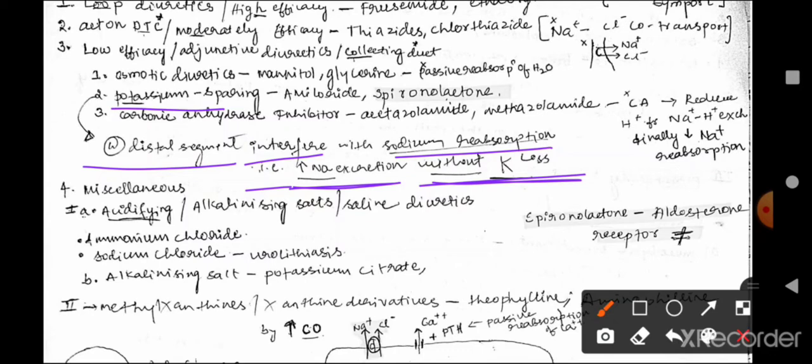Now let us come to the miscellaneous class of drugs. These are again classified as acidifying or alkalizing salts. In acidifying diuretics, examples are ammonium chloride and sodium chloride. And for alkalizing salts, an example is potassium citrate. And the next class in the miscellaneous is methylxanthines or xanthine derivatives. Examples for these are theophylline.